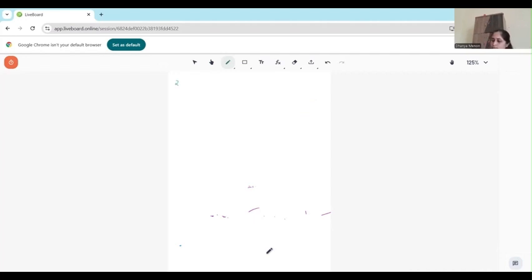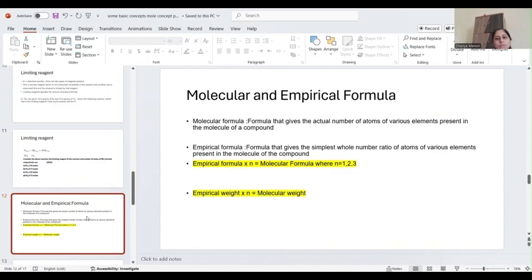Now, the second question is, you are given a compound with molecular mass equal to 90. I'll just show you the question over here and then I will write down the details, okay? So I'll come to these formulas now.